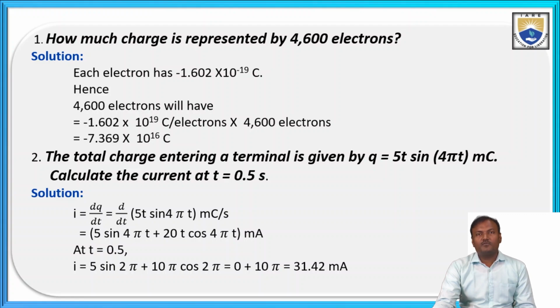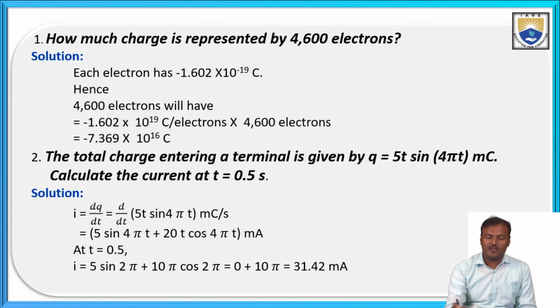Here are some simple problems regarding electrons and charge. First one is, how much charge is represented by 4600 electrons. Each electron has a charge of minus 1.602 into 10 power minus 19 coulombs. So 4600 electrons will have a charge of minus 7.369 into 10 power 16 coulombs.